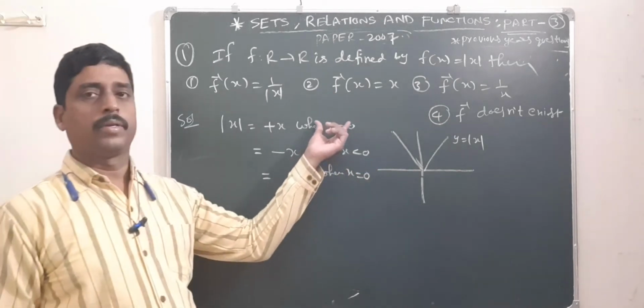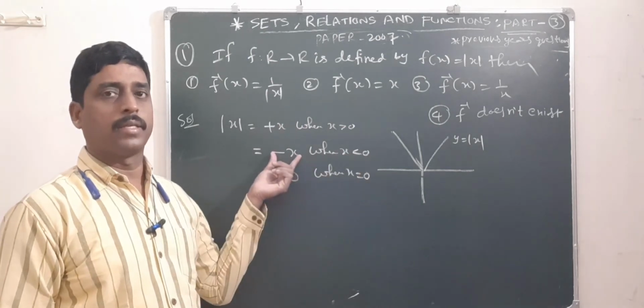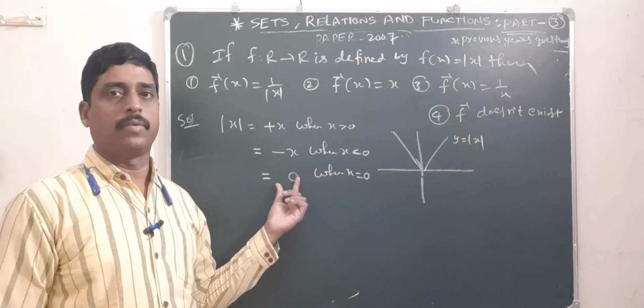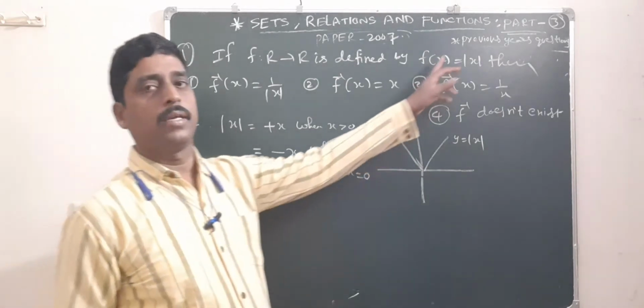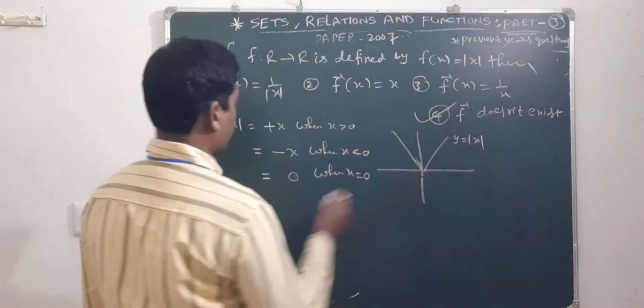If x is positive, modulus of x is x. If x is negative, modulus of x is minus x. At x is equal to 0, modulus of x is equal to 0. Therefore, what is given? F of x is equal to modulus of x given. So f inverse does not exist.